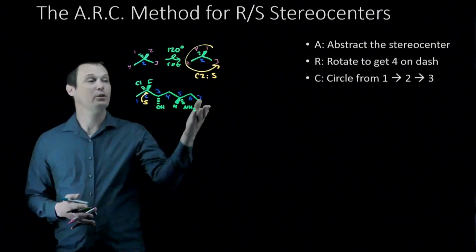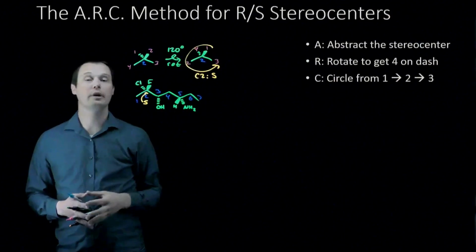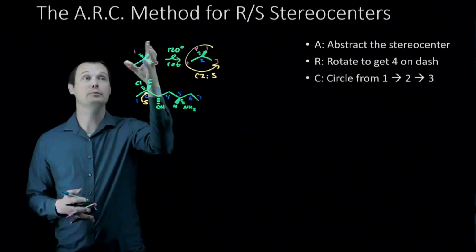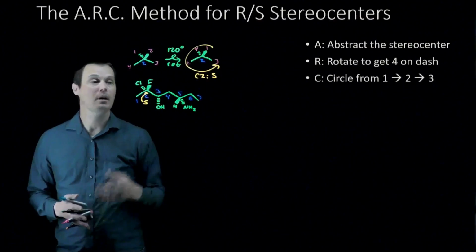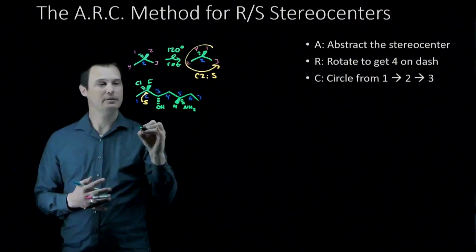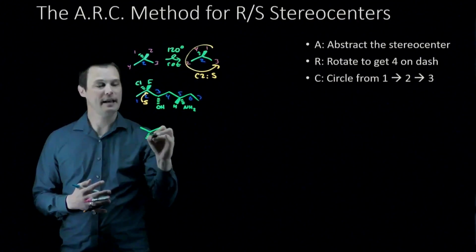And that's it. Notice how clean our original molecule is. We did all the work up here, and we didn't even really care what the groups were. All we needed to know is what the priorities are. Let's do this next one. I'm going to abstract the stereocenter down below, redrawing it exactly as is.